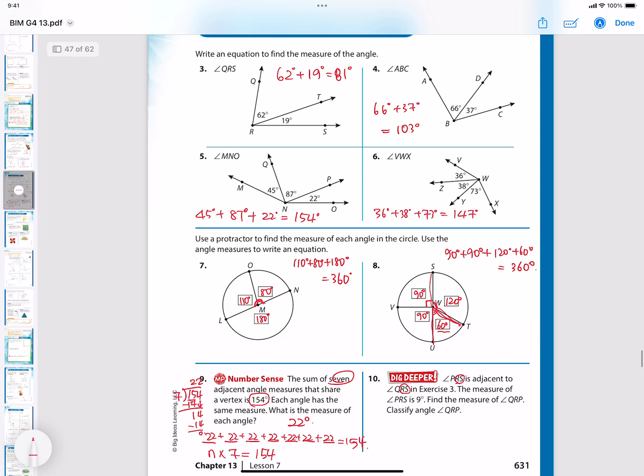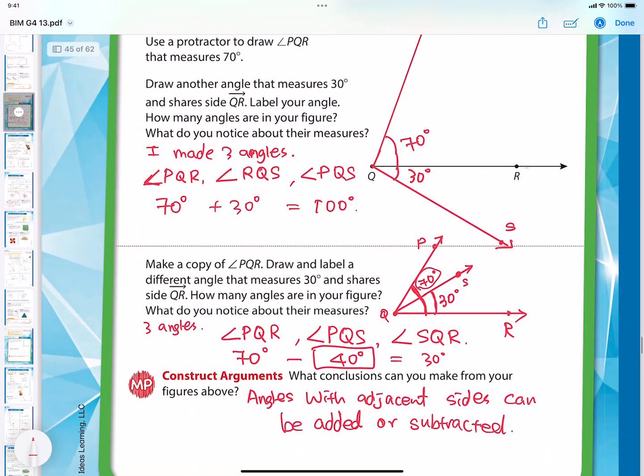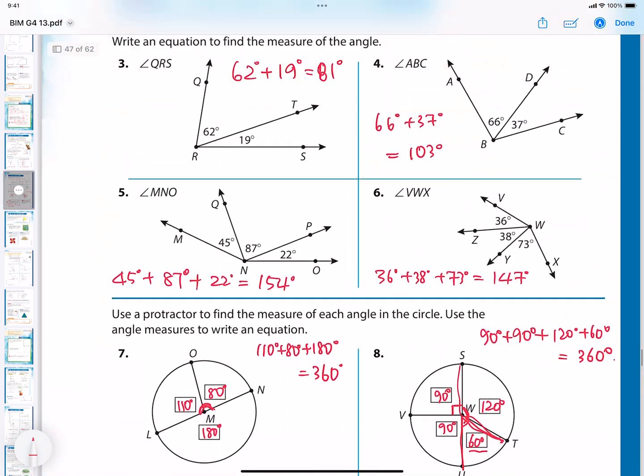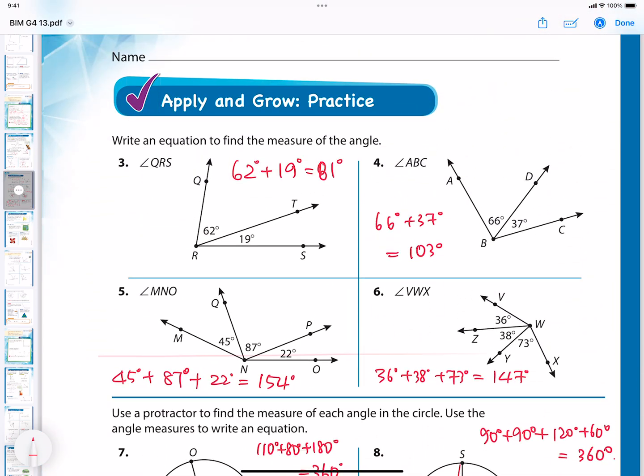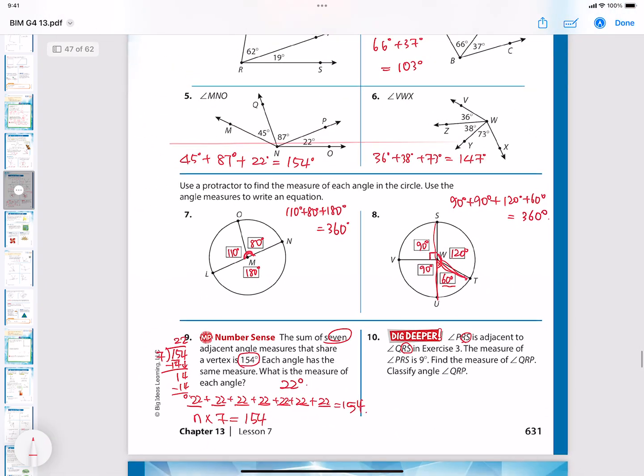Hold on, where's P? Exercise 3. Hold on, exercise 3. Examples. This must be it. Hold on, I don't get it.